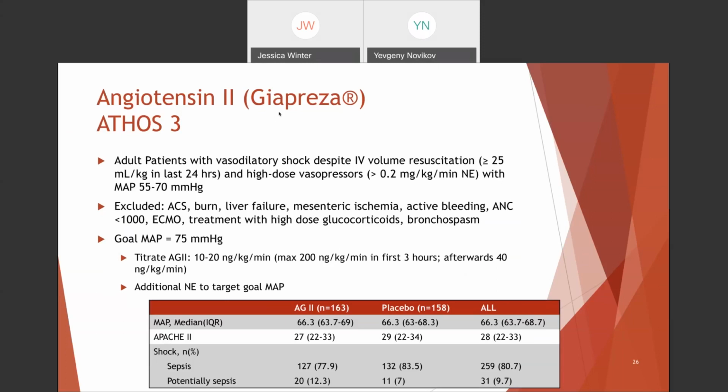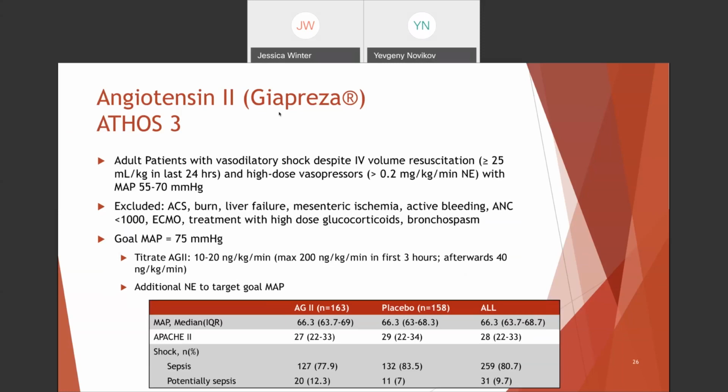On ECMO, anybody that was receiving stress dose steroids, which lots of times we consider in the treatment earlier on in some patients in septic shock, or had bronchospasm in this trial, so just something to keep in mind. And then they were randomized into 2 treatment groups.